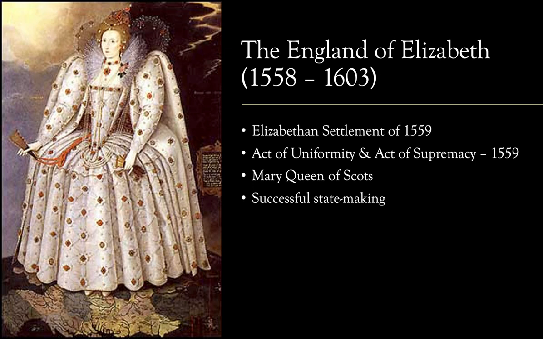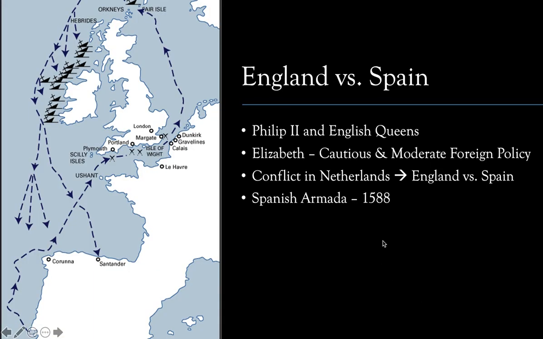So she does a very, very good job of being Queen of England and bringing England out of the chaos of the Reformation and creating a stable, prosperous state. And that's, again, one of the reasons why the Elizabethan age is known as one of the golden ages of English history. But her greatest conflict was the war with Spain, right? So that brings us to our last slide and our last topic of this lecture, the showdown between England and Spain, which represents the religious conflicts of the 16th century.